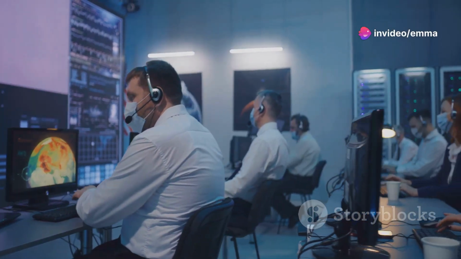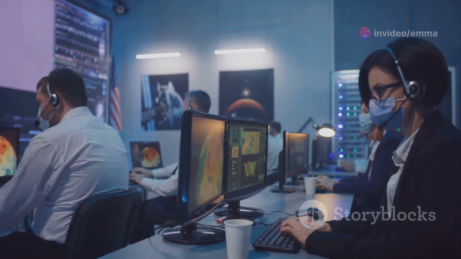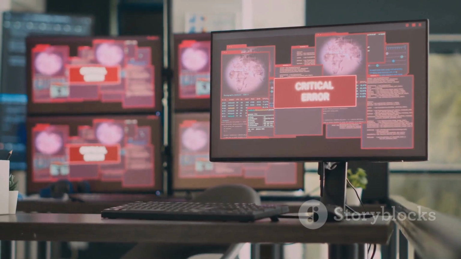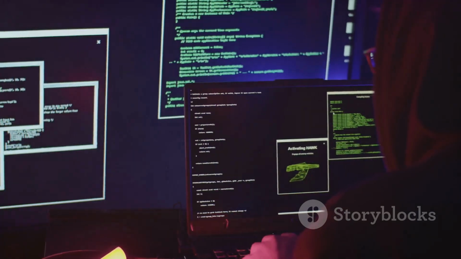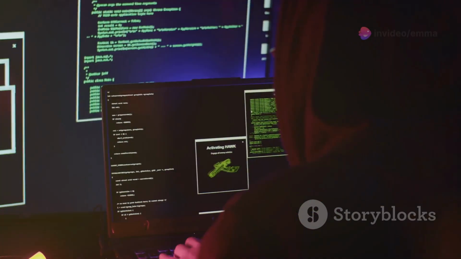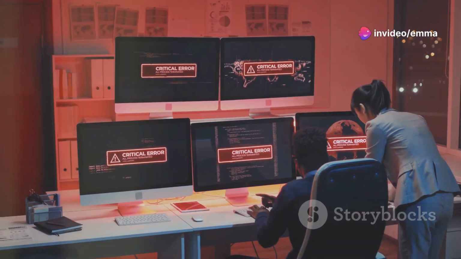The update was supposed to be routine, just a normal day at the office for cybersecurity software. But this update had a nasty surprise. It contained a bug, a flaw in the code, that turned their own security software against them. Talk about shooting yourself in the foot.